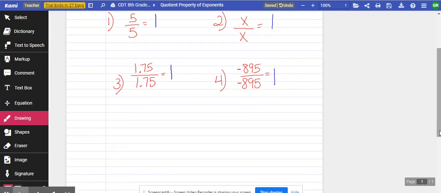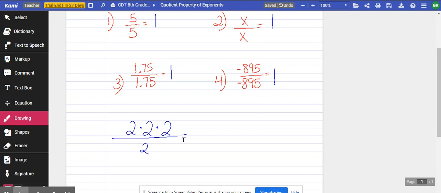So you've learned your product property. Let's see if we can figure out what the quotient property is. So let's say I have 2 times 2 times 2, and I want to divide that by 2. Pause the video and see what you get.